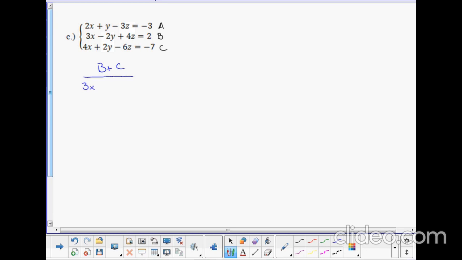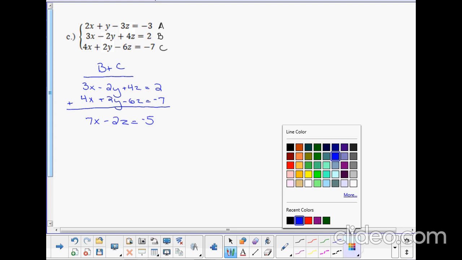So B is 3x minus 2y plus 4z equal to 2. C is 4x plus 2y minus 6z equal to negative 7. If I add these two together, 4x plus 3x is 7x. The y's would subtract out to 0. 4z minus 6z is negative 2z. And 2 minus 7 is negative 5. So I have combined B and C to eliminate y.